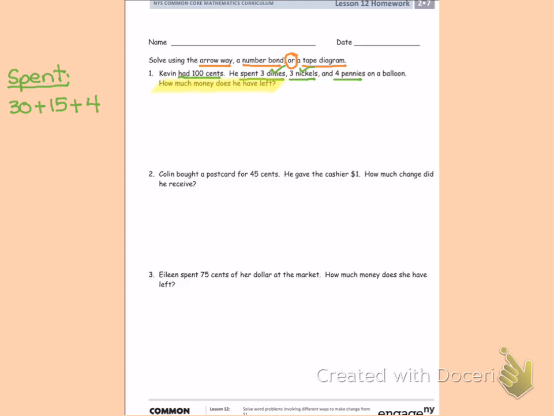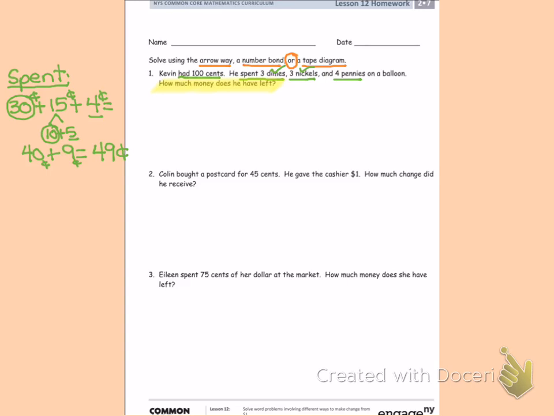Well, I'll go ahead and add this up now. I like to pull out the tens, so I'll decompose 15 to be a 10 and a 5. 30 plus 10 is 40, and 5 plus 4 is 9. 40 plus 9 is 49. And of course, this is money that we're talking about, so I'll put some cent signs in here. Okay, he spent 49 cents.